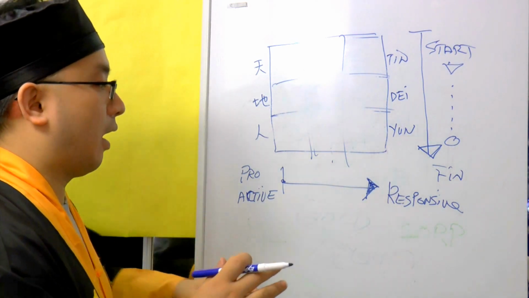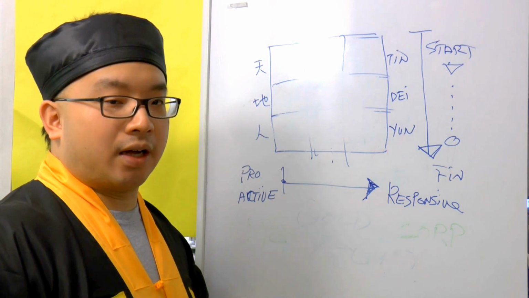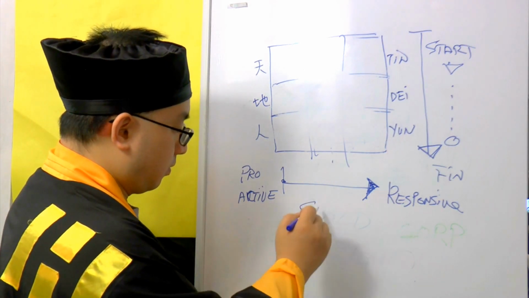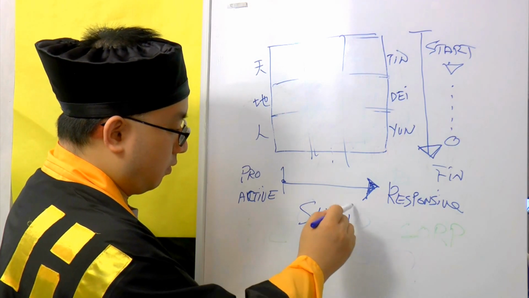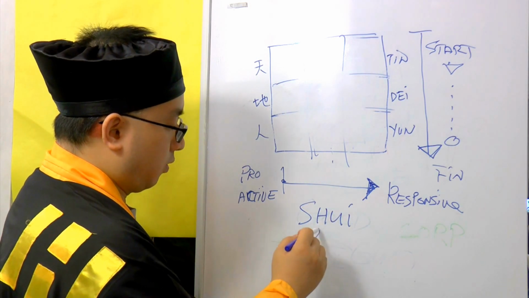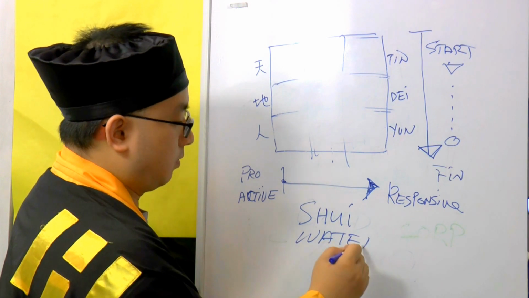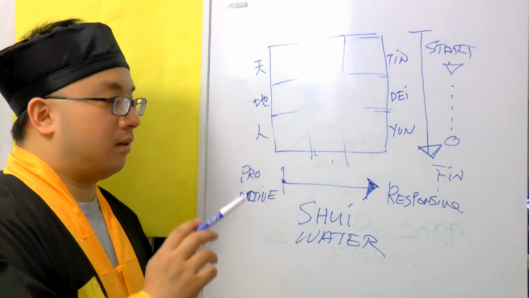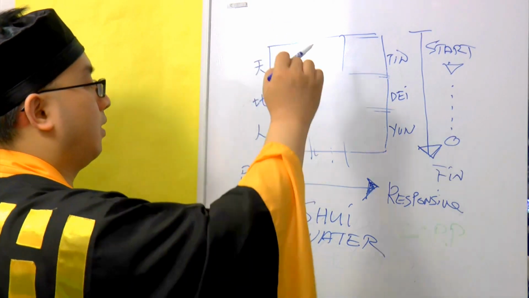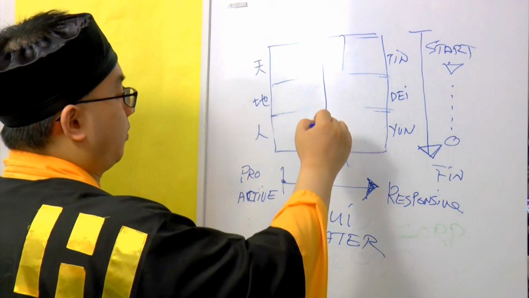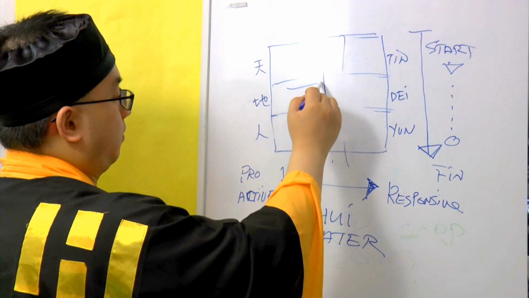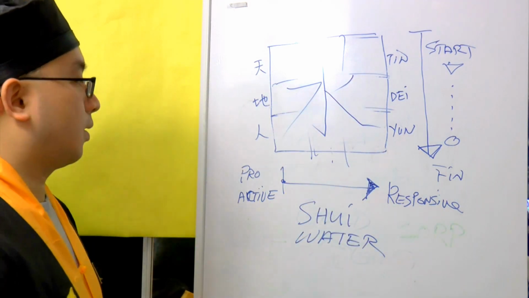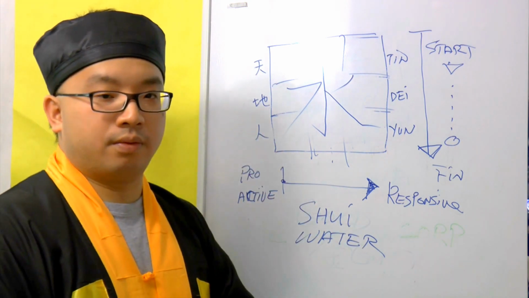Now, the next word after the word gum, okay, is 水, water. Now this word does not mean the water that you drink. In 5 elements, look at how it's drawn. This is the word for 水.